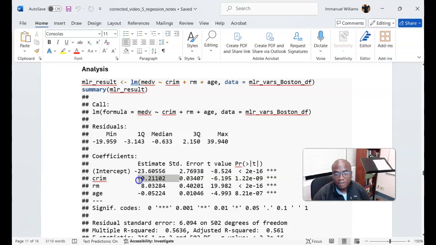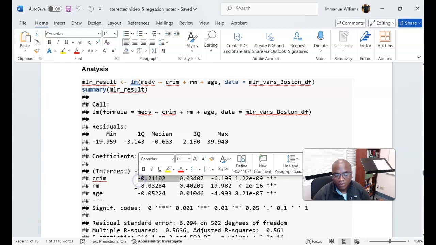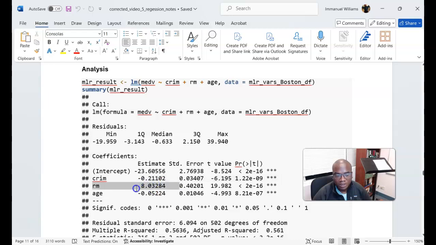This is going to be my regression coefficient for crime, my regression coefficient for room, my regression coefficient for age. These are all the corresponding standard errors, the measure of variability from sample to sample. These are the test statistics. These are the p-values. Okay.